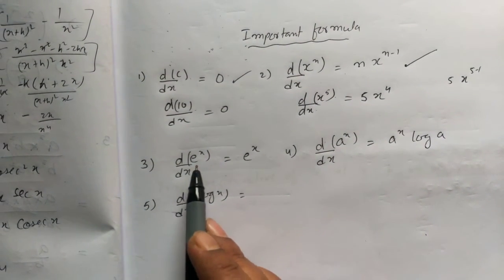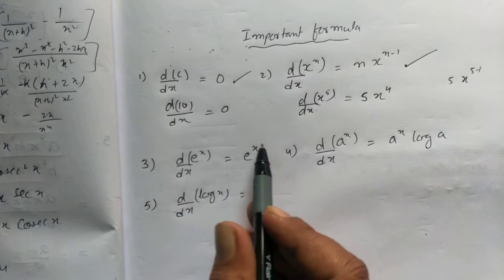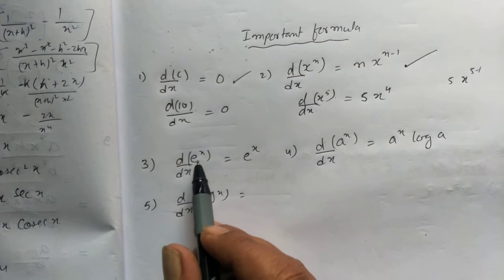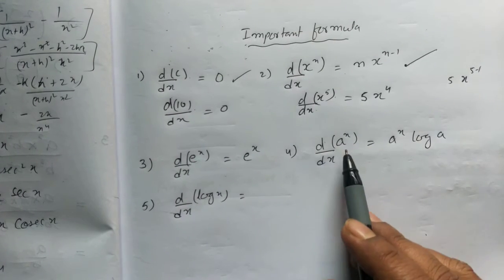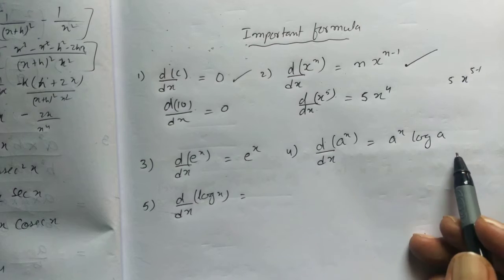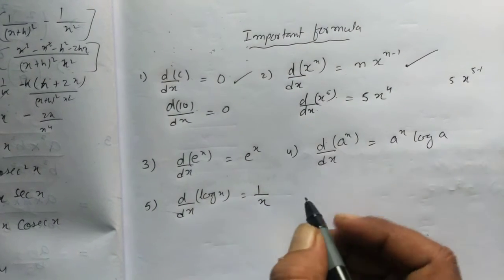If you derive the exponential function, we get the same thing only. d by dx of e^x will be e to the power x only. If we derive a to the power x, we get a to the power x log a. If we derive log x, we get 1 by x.